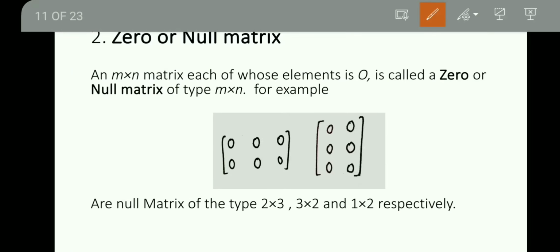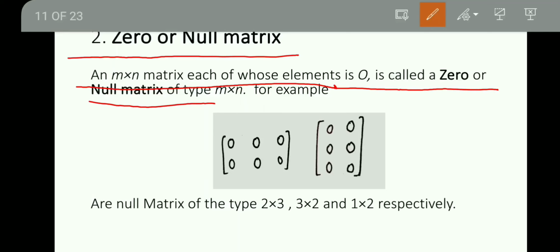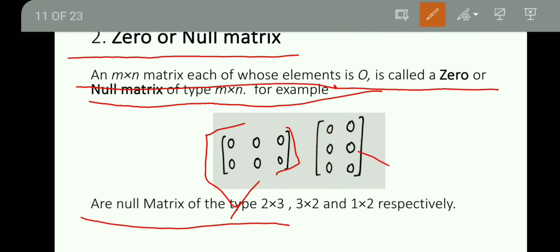Second, zero or null matrix. An m by n matrix, each of whose elements is 0, is called a zero or null matrix of type m by n. For example, this is called a 2 by 3 matrix and this is called a 1 by 2 matrix. I hope you understand.